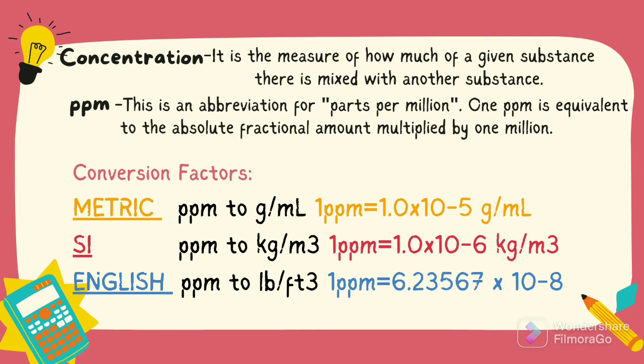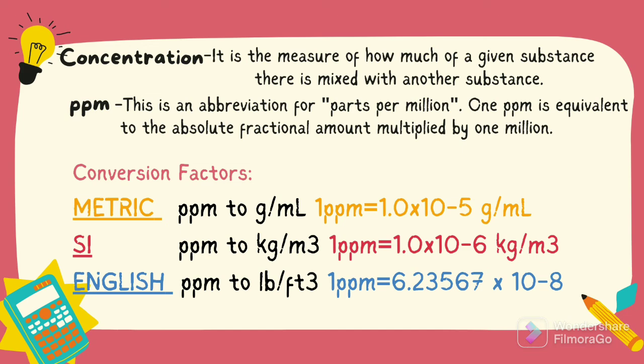And to convert ppm into SI unit, you can use the formula ppm to kilogram per cubic meter, where 1 ppm is equal to 1.0 times 10 raised to negative 6 kilogram per cubic meter. And to convert ppm into English unit, we can use the formula ppm to pound per cubic foot, where 1 ppm is equal to 6.23567 times 10 to the negative 8. So class, take note that these are also constant values. We don't need to change these values. We just have to replace our given value to this formula.